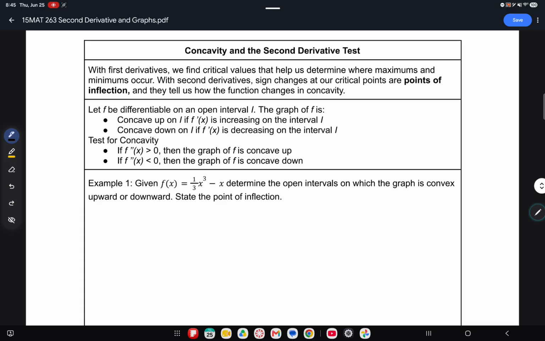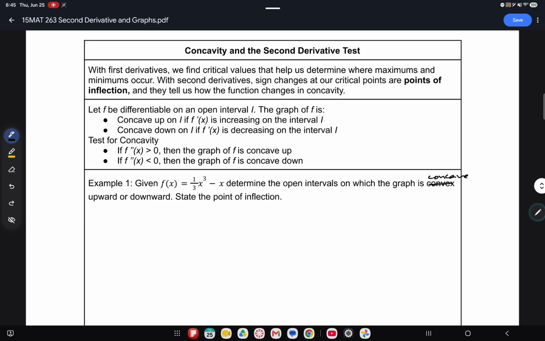So if the second derivative is positive, then the original function is concave up. If the second derivative is negative, then the original function is concave down. And this time, if there's a sign change in our critical numbers, then we have a point of inflection. Okay? I realize there's a typo that says convex, and I need it to say concave.